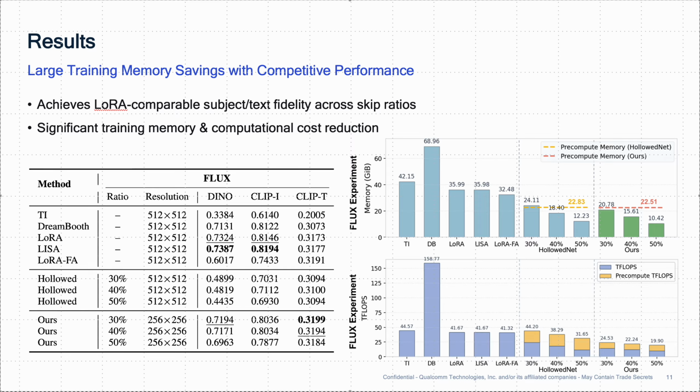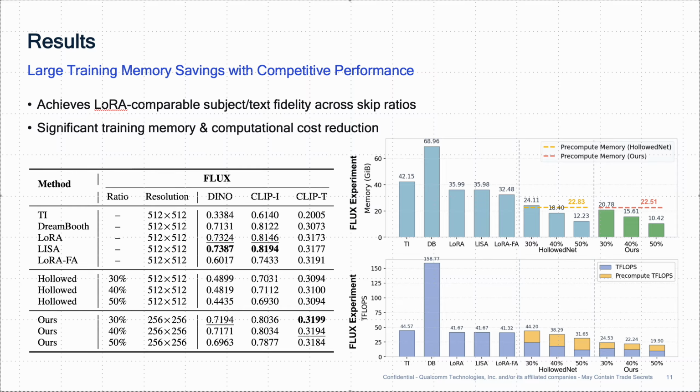Now to the results. The left table shows that DiT block skip maintains LoRA-comparable subject and text fidelity across skip ratios. In the upper right graph, you can see the training memory drops sharply with our method. Then in the bottom right graph, we also observe lower latency per iteration, and this remains favorable even when accounting for the pre-compute overhead for residual features.